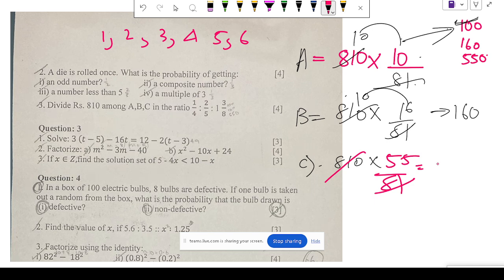Okay, good. So you have written the answers here, right? 100, 160, 550. Yes, sir. I thought that was 650. I thought you had gone wrong. Okay, these are the correct answers: 100, 160 and 550. So you'll get 4 marks for that.